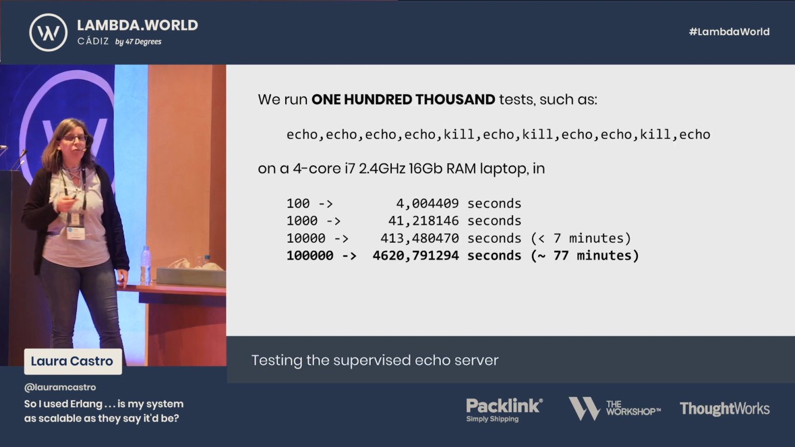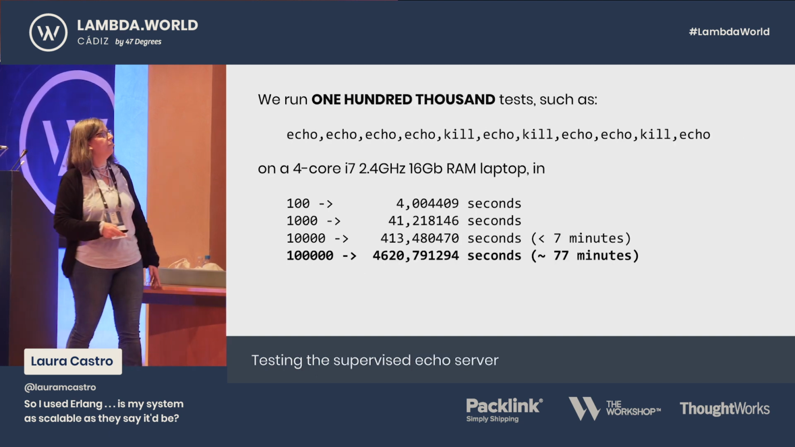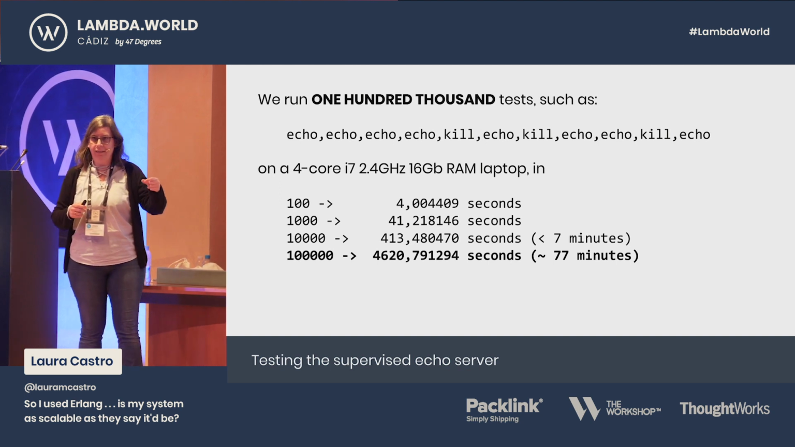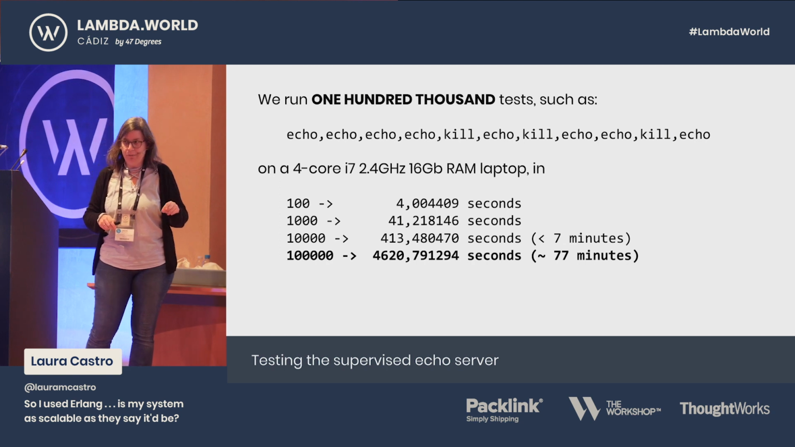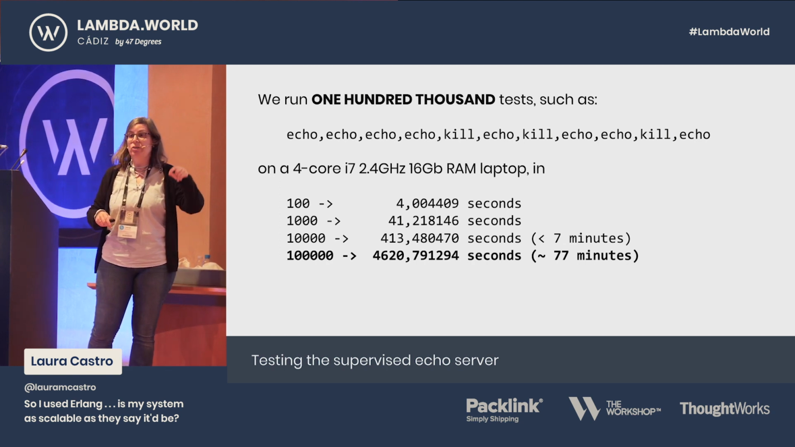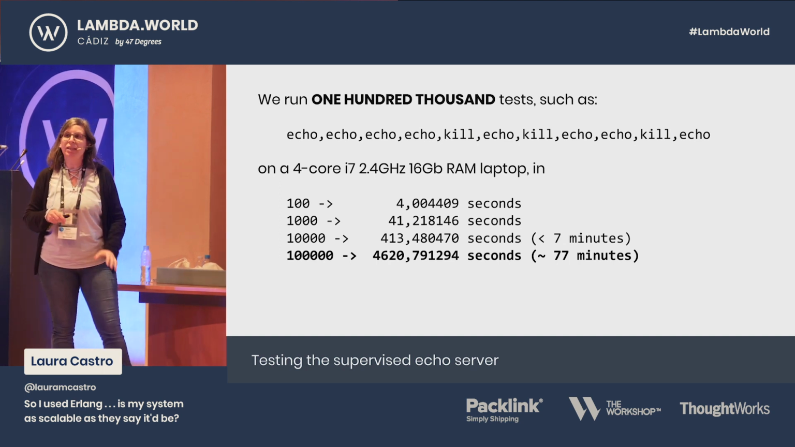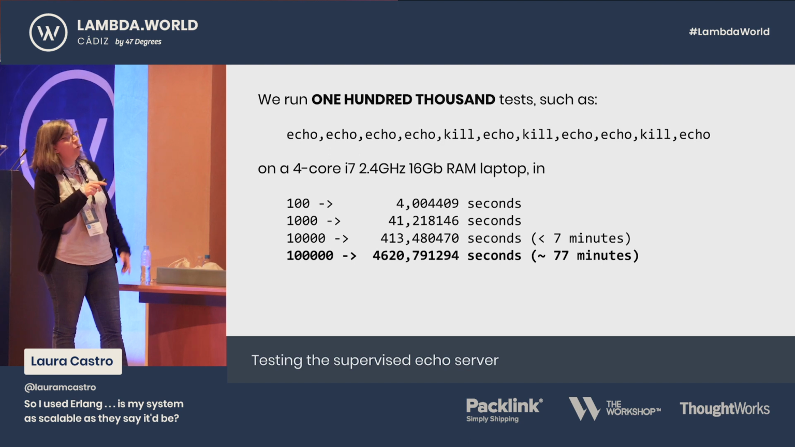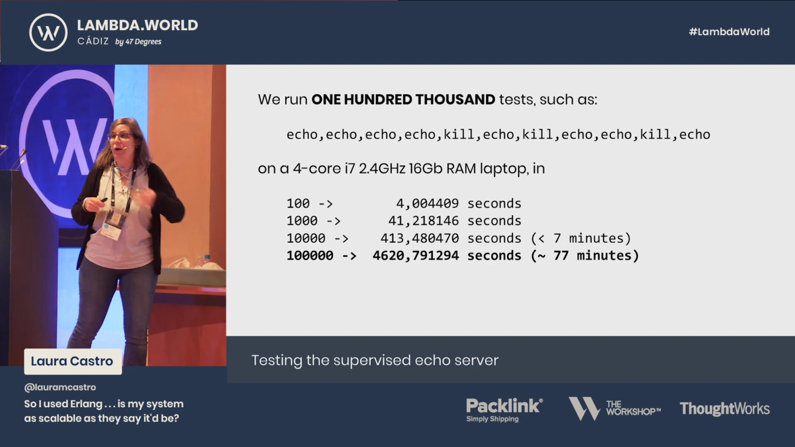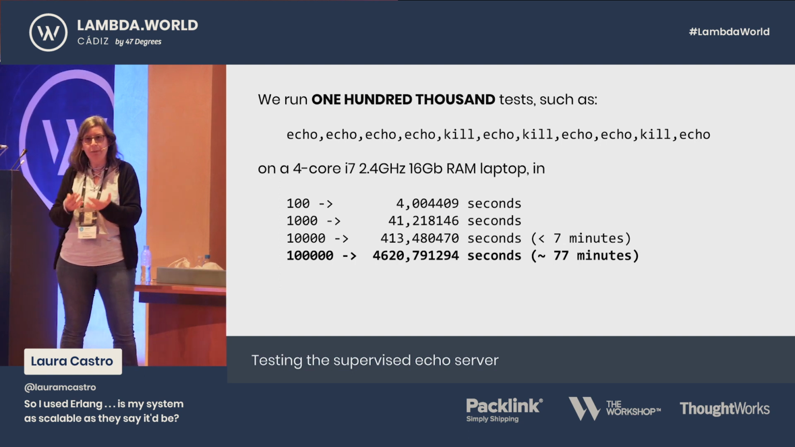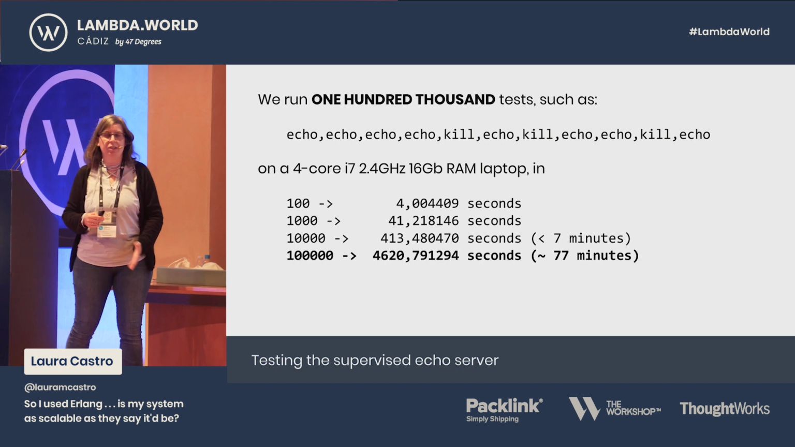OK. What about the supervised echo server? Well, in that case, remember, we were no longer starting the echo server manually. We started the supervisor, and the supervisor will keep the server alive no matter what. So the API changes a little bit. I just don't start it anymore. It starts when the tests start. So I just send messages, and at some point I decide to kill it. So I have an artificial operation in that API for test purposes that kills the process.